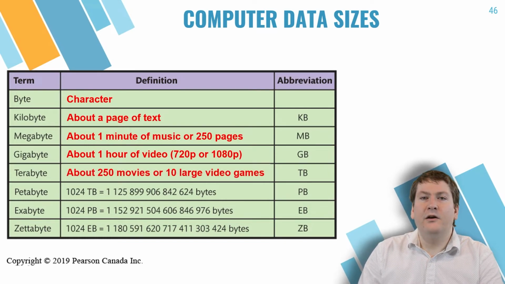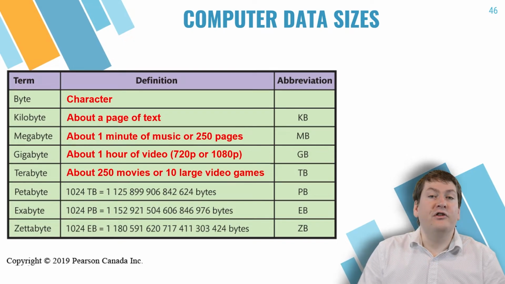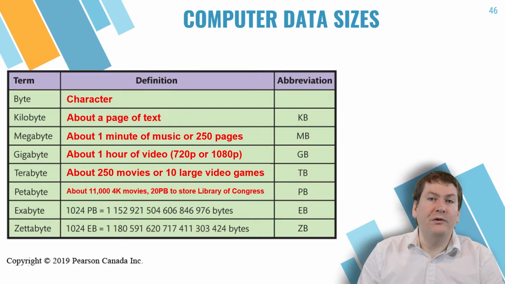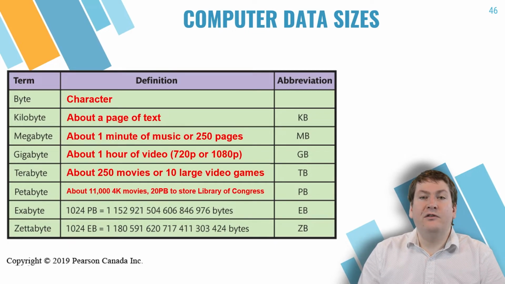A terabyte can hold about 250 HD movies, depending on the resolution and quality, or about 10 of the largest PC games out there right now. Petabyte is where we start getting out of the range of the home user, and this can store about 11,000 4K movies, or 20 petabytes, if we had that instead of just one, would be enough to store the whole Library of Congress from the United States.